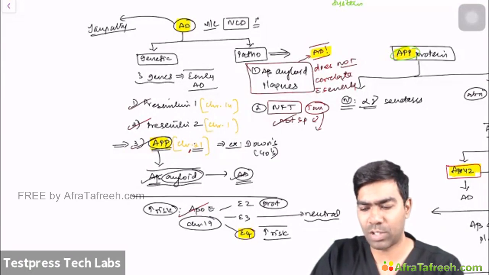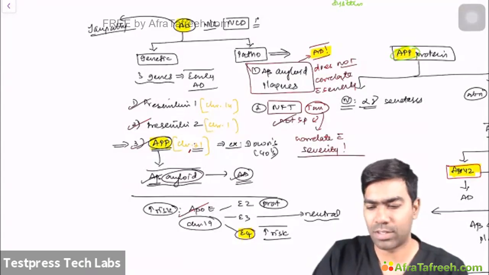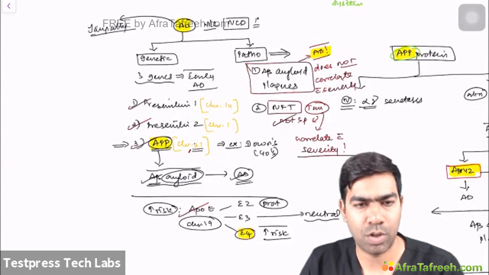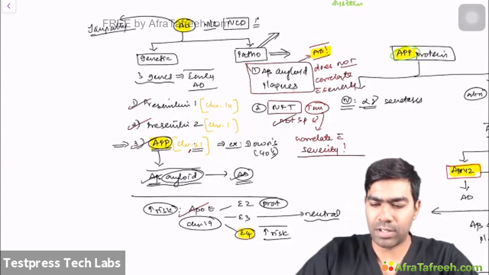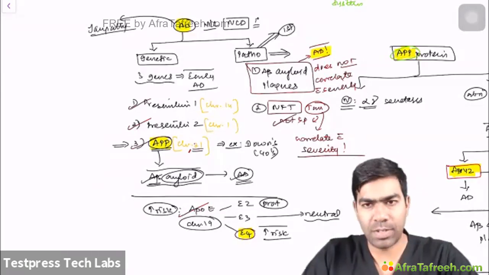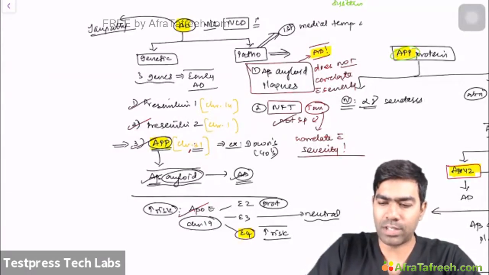At the same time, these neurofibrillary tangles do correlate with severity. The amount of NFTs do correlate with severity of the disease. So that's the second point that you need to know about neurofibrillary tangles. And if they ask you the first area to be affected in Alzheimer's disease, of course, it's going to be the medial part of the temporal cortex. The medial temporal cortex is the first area to be affected in Alzheimer's disease.